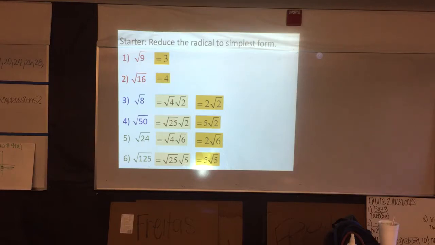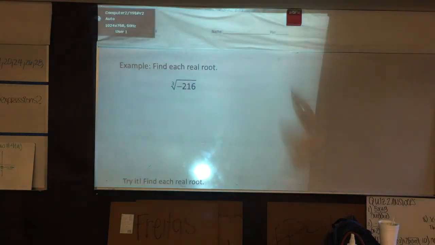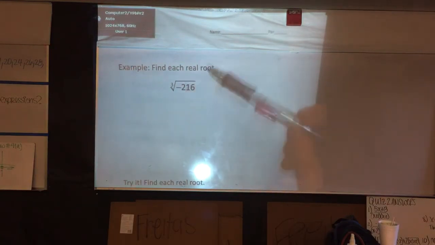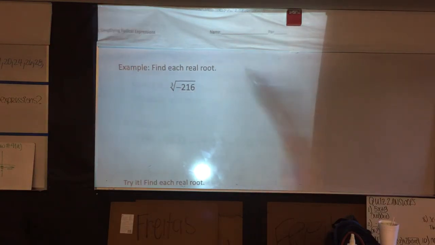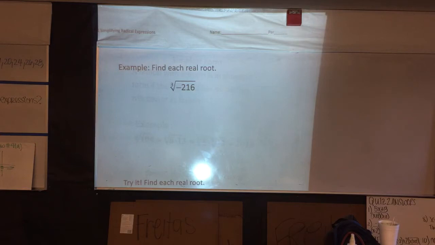Now there's a lot more vocabulary that is coming up, so I want to talk about it in this next example right here. Okay, so you're going to be finding roots other than a 2. And so when we have a cube like this, or 3 right there, that means we're going to find the cube root. The 3 is referred to as the index.